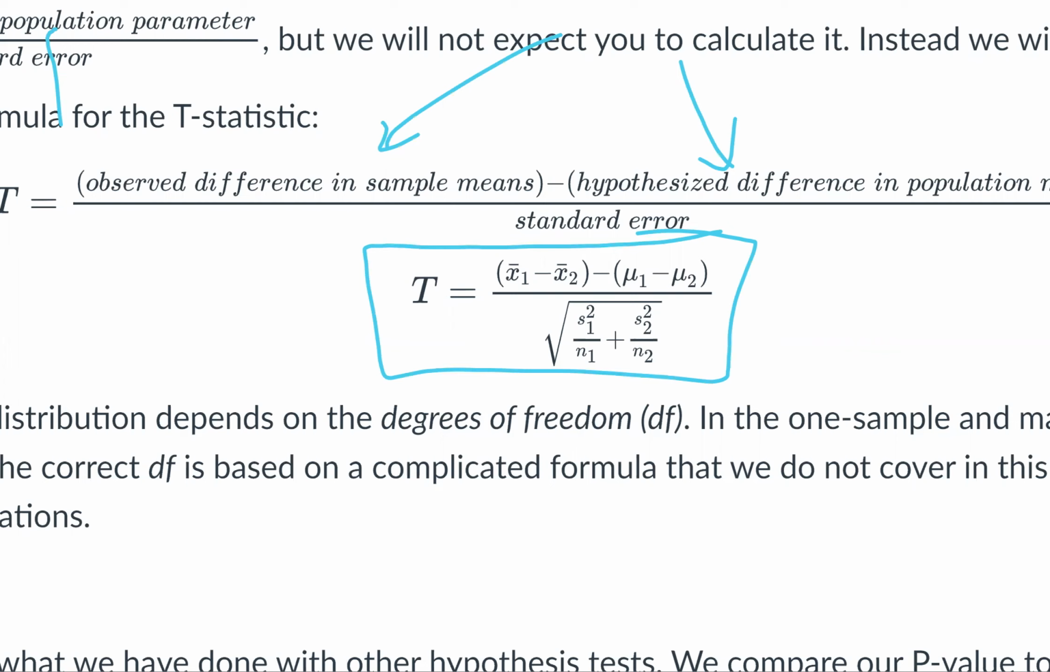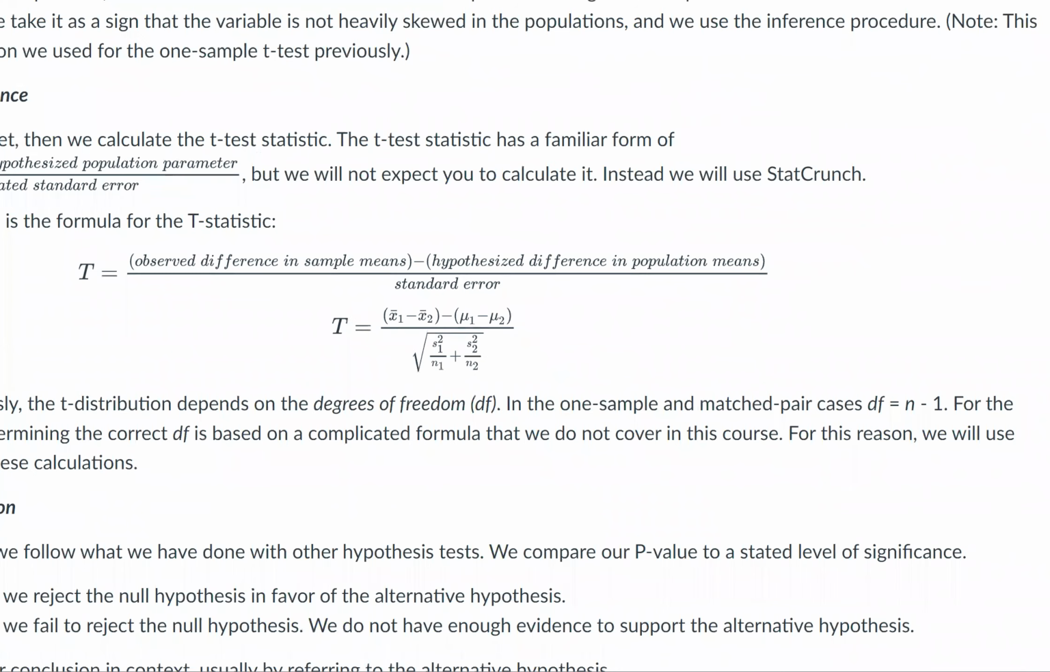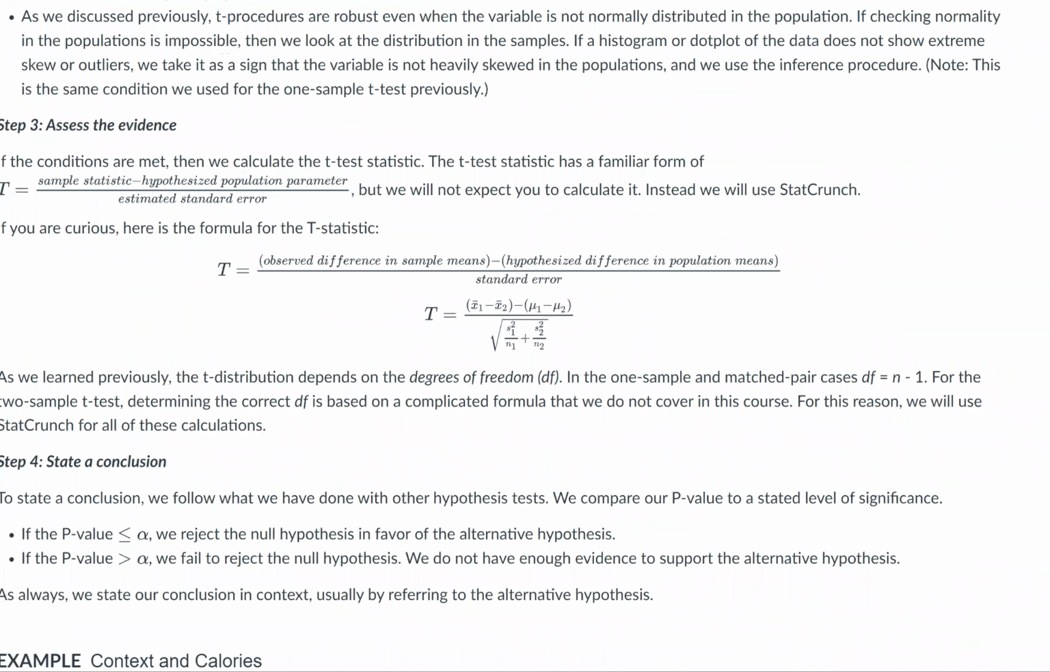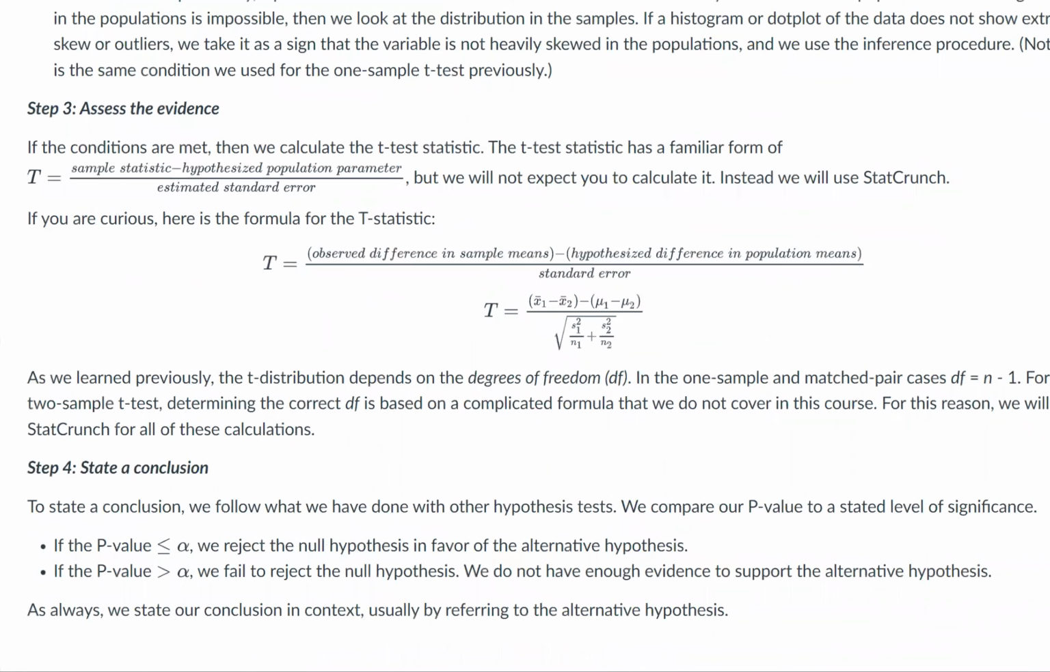It's the square root of the first standard deviation squared divided by the sample size, n1, plus the same for the second sample, the standard deviation squared divided by the sample size, n2. So it's not a simple formula. We'll just use StatCrunch. In real life, people would use applets or calculators or computers to calculate these things. They would never do them by hand. So that's what we'll do as well.